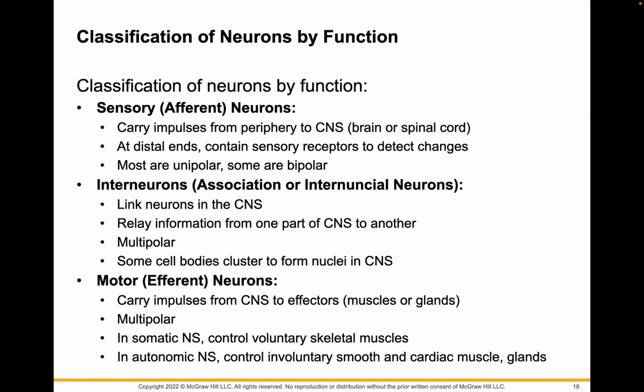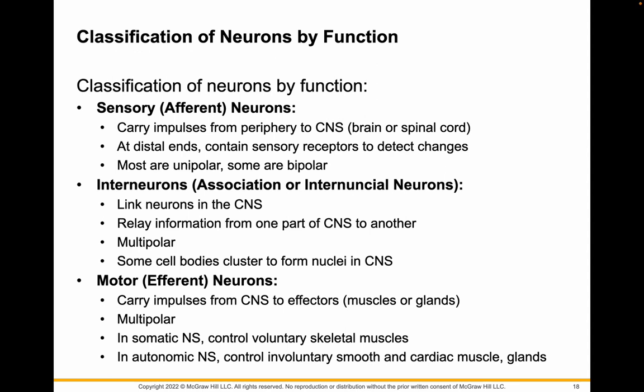Now let's classify them by function, and we already mentioned this. The sensory or afferent neurons carry impulses from the outside to the brain. Some are unipolar and some are bipolar, or most are unipolar. Interneurons, that's going to be the ones in the central nervous system, and they're multipolar. And then motor neurons, which are in the efferent pathway, carry information from the central nervous system to the effectors, and they're usually multipolar.